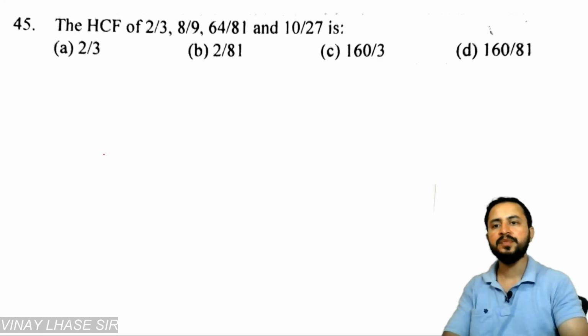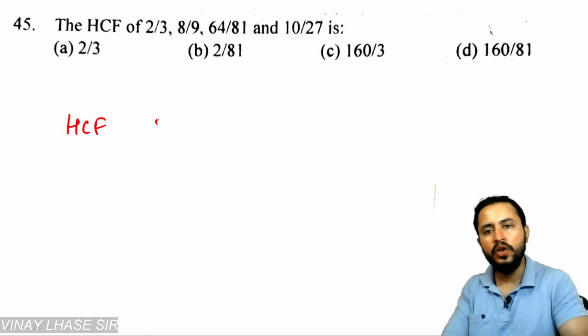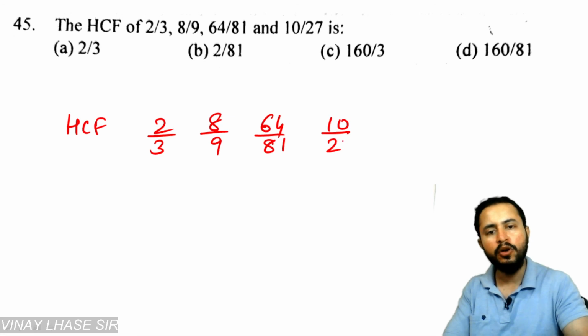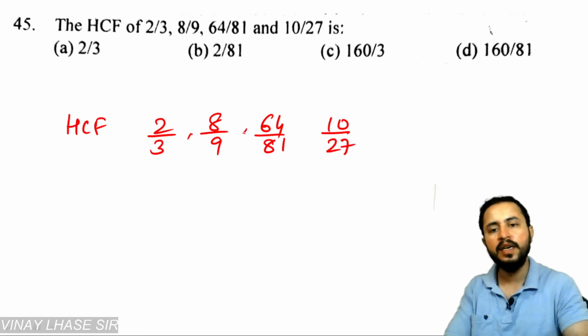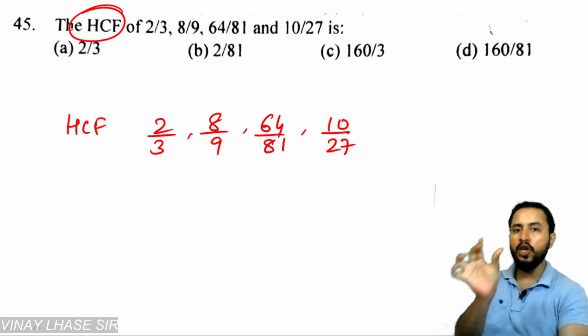Let's move to the next. I think this is the last question for you. What is the highest common factor, HCF, of 2/3, 8/9, 64/81, and finally 10/27? HCF of this is to be found. Now the question asked is about HCF. Remember, the highest common factor is asked.